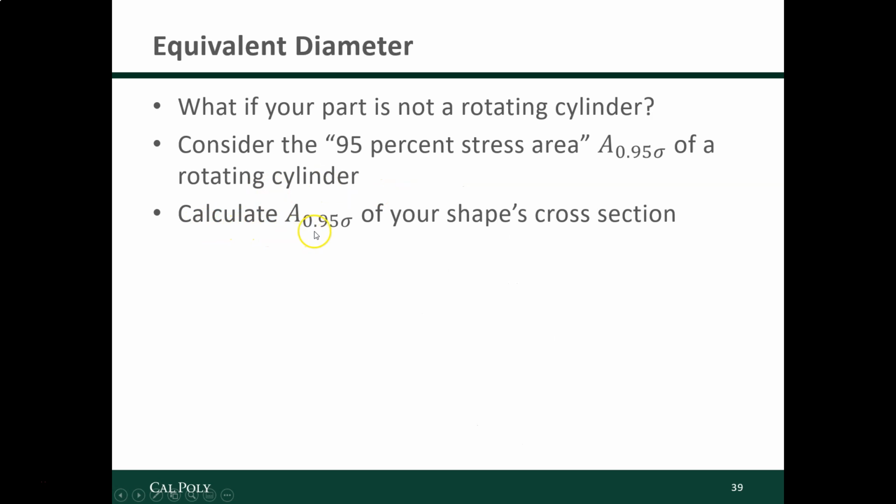But we want to calculate the 95% stress area first of our shape's cross-section. So let's say we have a rectangular beam and we're bending about the neutral axis, which is a horizontal line here. Which part of this beam is subjected to 95% or above the maximum stress? We know that the very top and the very bottom are where the maximum stresses occur. What portion of this rectangular cross-section is stressed at 95% or above that?